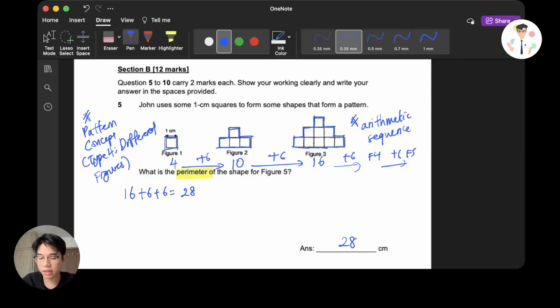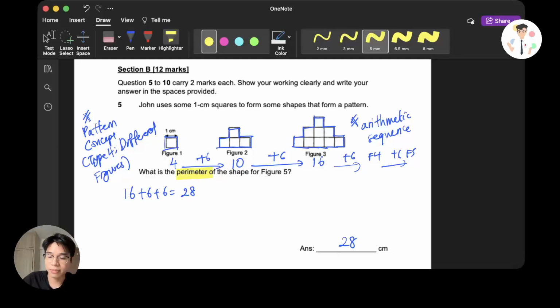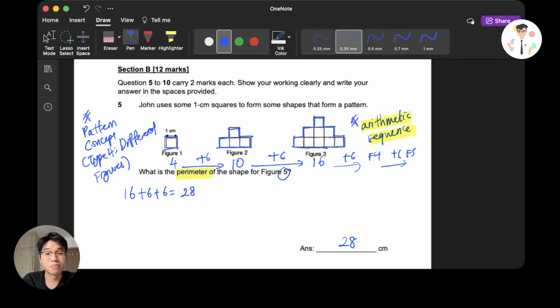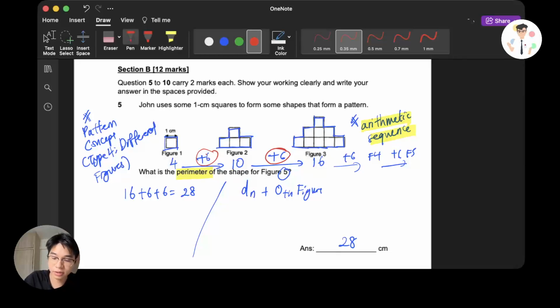This is 28. But of course, since we are learning about arithmetic sequence, if I were to make this 5 become something bigger, then you're not able to do it already, right? So you must learn what I have taught you, which is the formula. What is the formula for arithmetic sequence? dn plus the 0 figure. Okay, like donut, then you got a big donut, right? How does this work? It means that d is the difference. Again, we have learned this in class, okay? The difference means this is 6, right? So this is the difference.